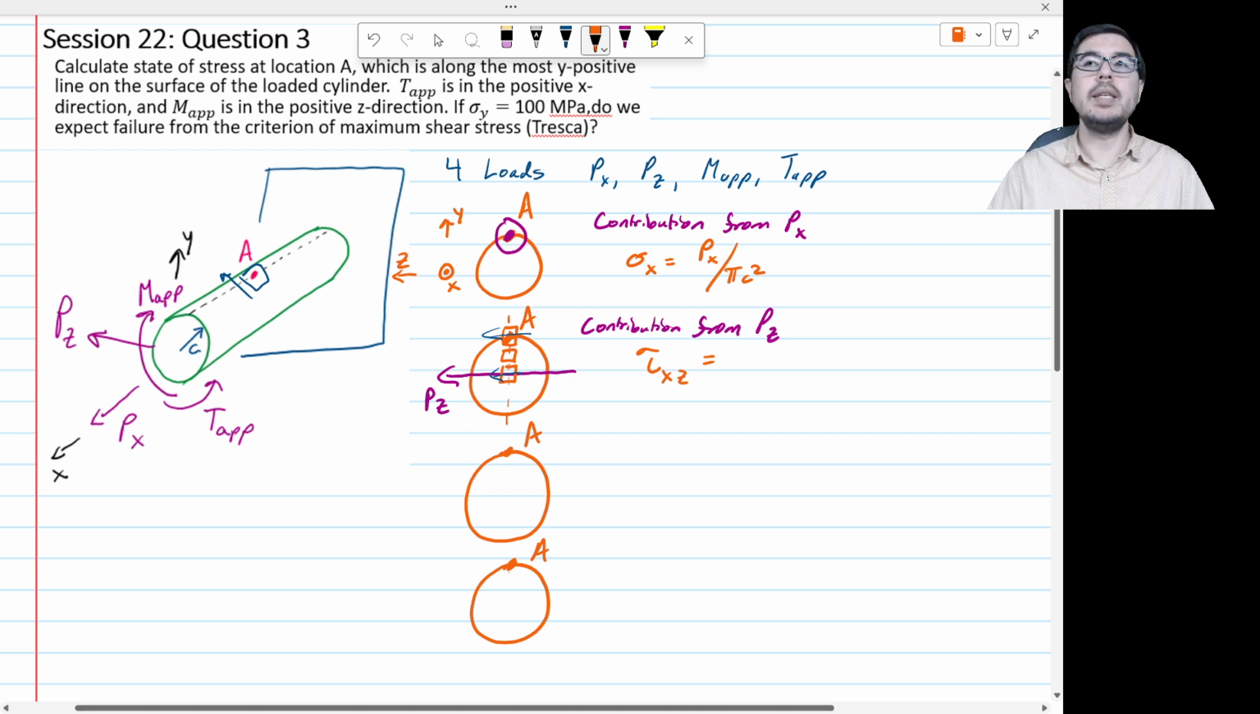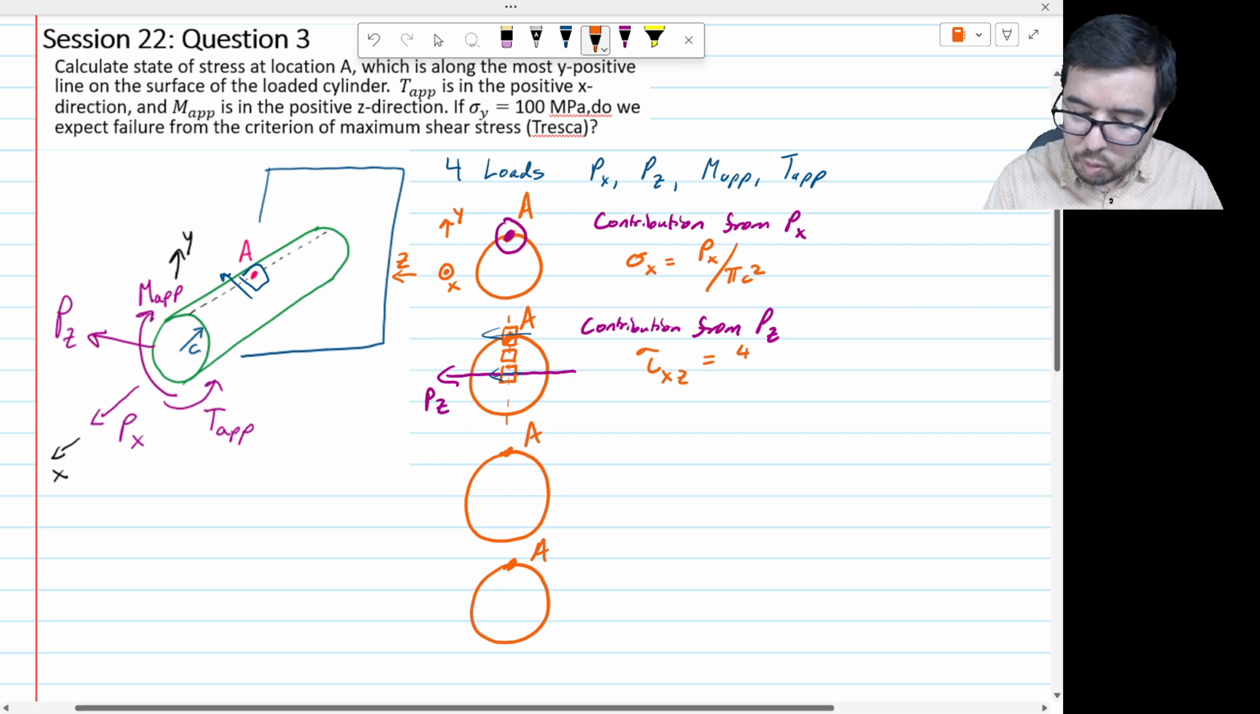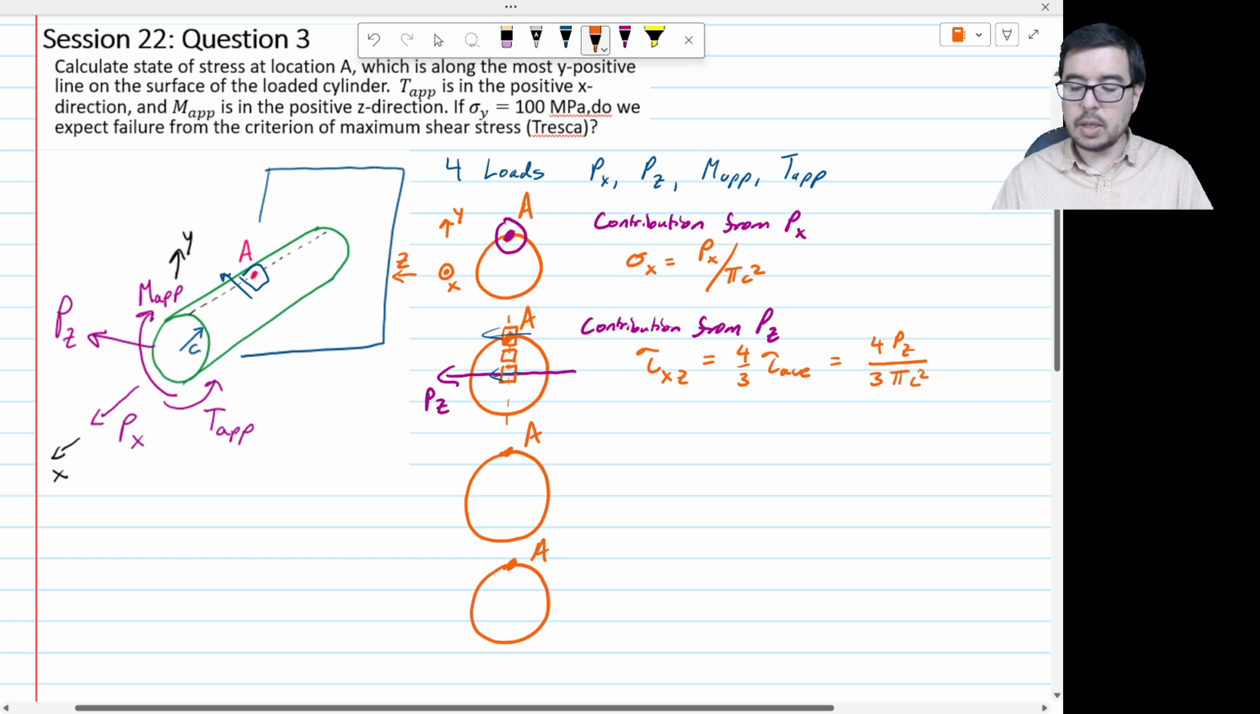Well, we've got transverse shear stress. This is a cylindrical cross section, so it's the maximum transverse shear stress. We can say it's 4/3 times tau average, which is going to be 4 times PZ over 3 times pi times c squared, because that's the area.